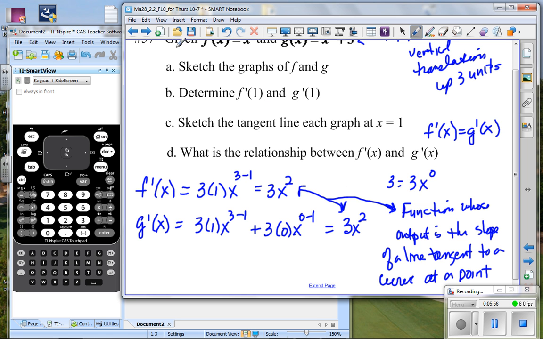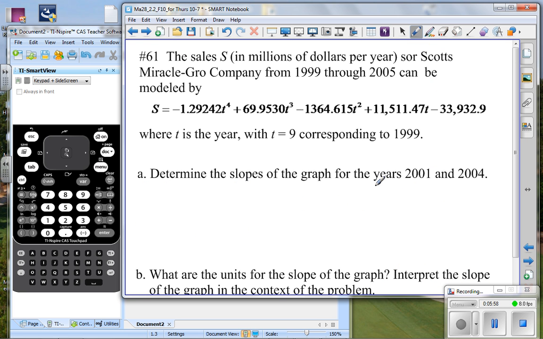Okay, let's go on to the next problem. We've got some application problems here, and again, you're in business calculus, so we want to be sure we have a lot of applications that you can relate back to your business courses. So let's see what this problem says.